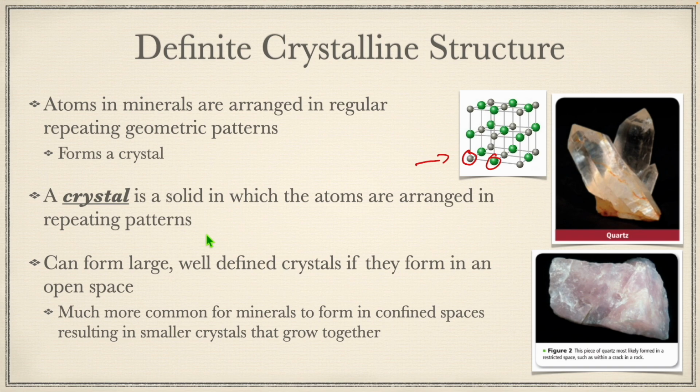These can form large, well-defined crystals if they form in an open space, but it's much more common for minerals to form in confined spaces, resulting in smaller crystals that grow together. More like the quartz down here has grown in a confined space, and you have a bunch of quartz crystals that have grown together, whereas this quartz at the top here grew in an open space, so you get a nice, well-formed crystal.